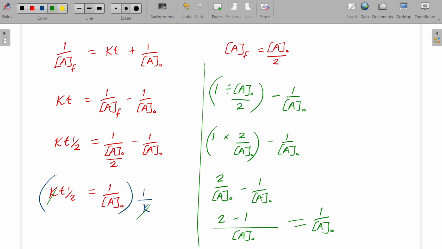So our final answer now, let's take it on this side here. T half is equal to 1 divided by k multiplying by the initial concentration of A. So that's what we're deriving, and this is the half-life formula for a second order chemical reaction. T half is equal to 1 divided by k, that is multiplying by the initial concentration. So we have it.